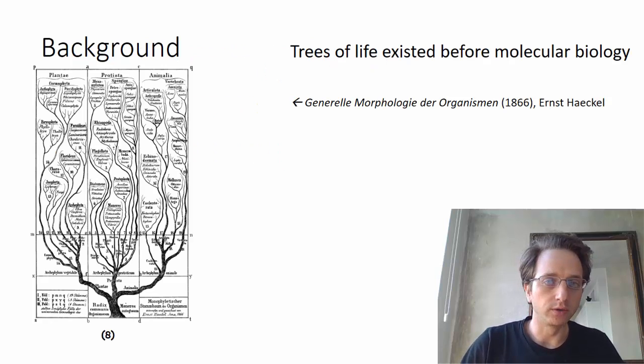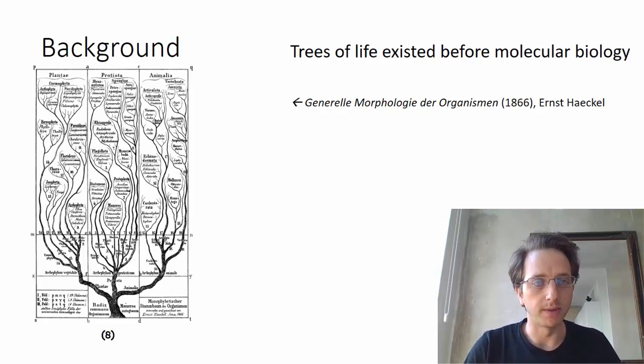Even though I'm going over this in the context of bioinformatics, phylogenies and, more generally, the idea of a tree of life is not a new concept. Here there is an image called the Generelle Morphologie der Organismen, a general morphology of organisms, that was published in a book in 1866 by Ernst Haeckel. That is basically concurrent with when Darwin was sharing his ideas about his theory of evolution. So these types of trees of life have been around for at least 150 years.